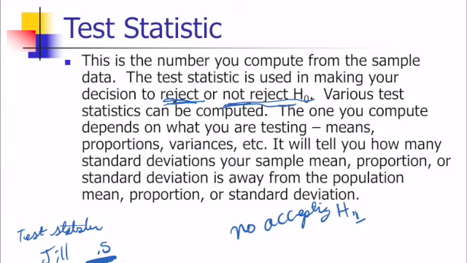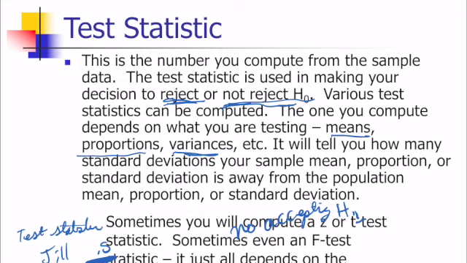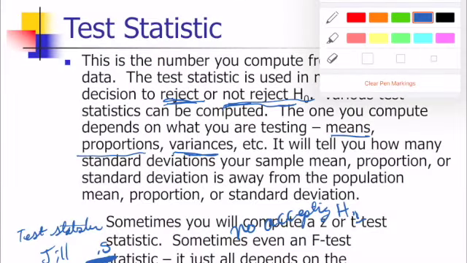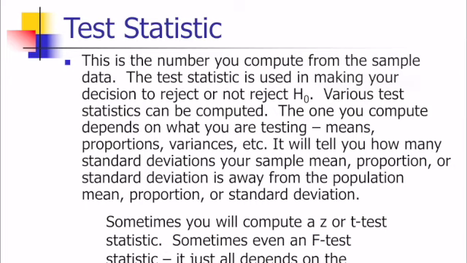We can calculate different test statistics. It depends on whether we're looking at means, proportions, etc. What this test statistic does is tell you how many standard deviations away you are from the population mean or proportion, or standard deviation when you're looking at variance. Sometimes you're going to find a z-score, sometimes a t-score, and possibly even an F test statistic. We'll talk about that more in a little bit. It all depends on the population parameter you are investigating.